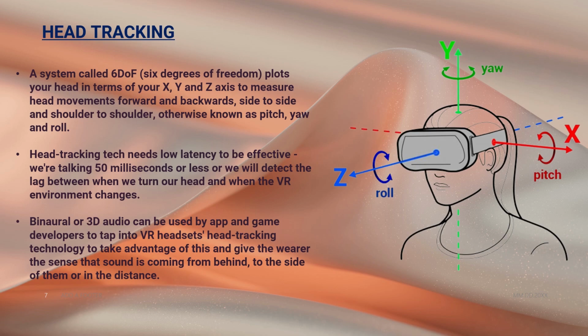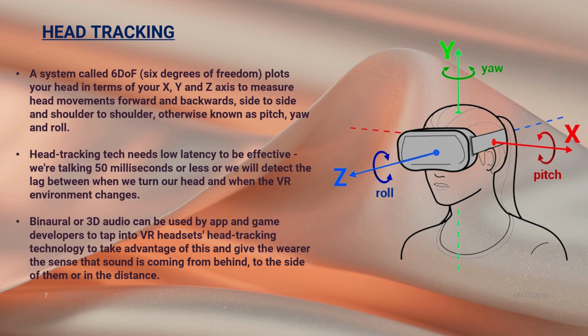There are a few different internal components which can be used in a head tracking system, such as gyroscope, accelerometer and magnetometer. Sony's PSVR also uses 9 LEDs dotted around the headset to provide 360-degree head tracking thanks to an external camera monitoring these signals, while Oculus Rift has 20 not as bright LEDs. Head tracking tech needs low latency to be effective. We are talking 50 milliseconds or less, or we will detect the lag between when we turn our head and when the VR environment changes. Finally, headphones can be used to increase the sense of immersion.